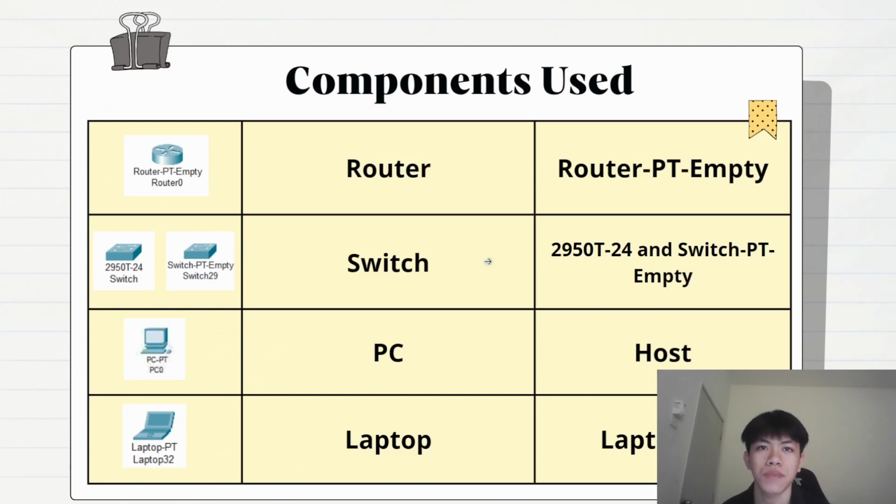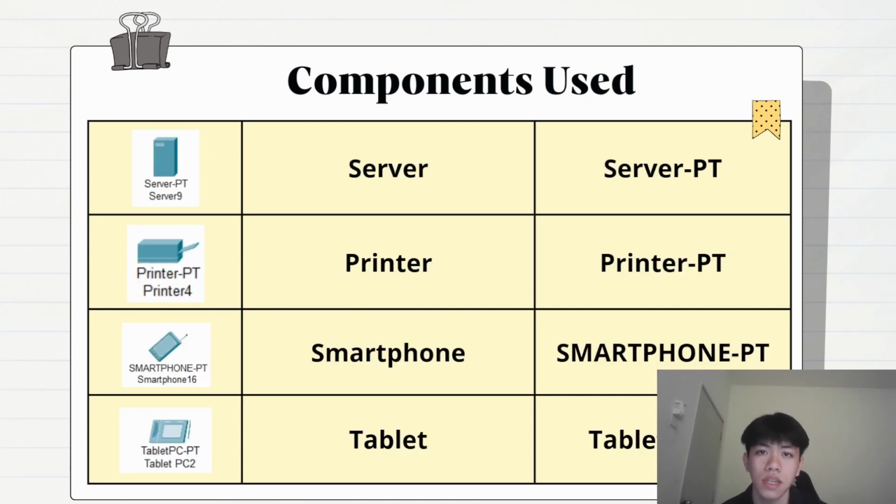So next, I'll be talking about the components used in our design. So we have a router. We use the PTMT router. So our router basically is the brains behind our topology. And next is our switch. For our network design, we use 2 different switches, which are the 2950T24 and the PTMT switch. And next, we move on to the end devices, which are PCs, laptops, servers, printers, smartphones, and tablets.